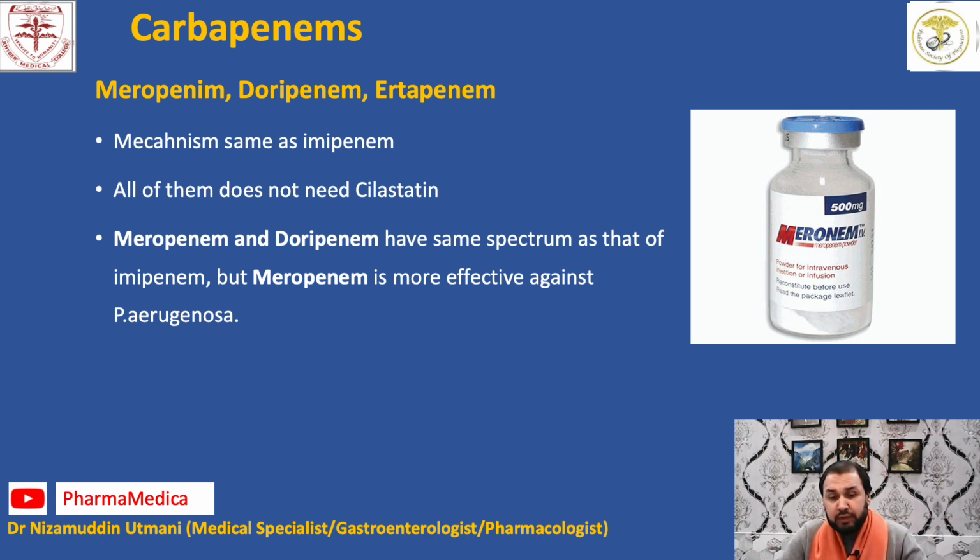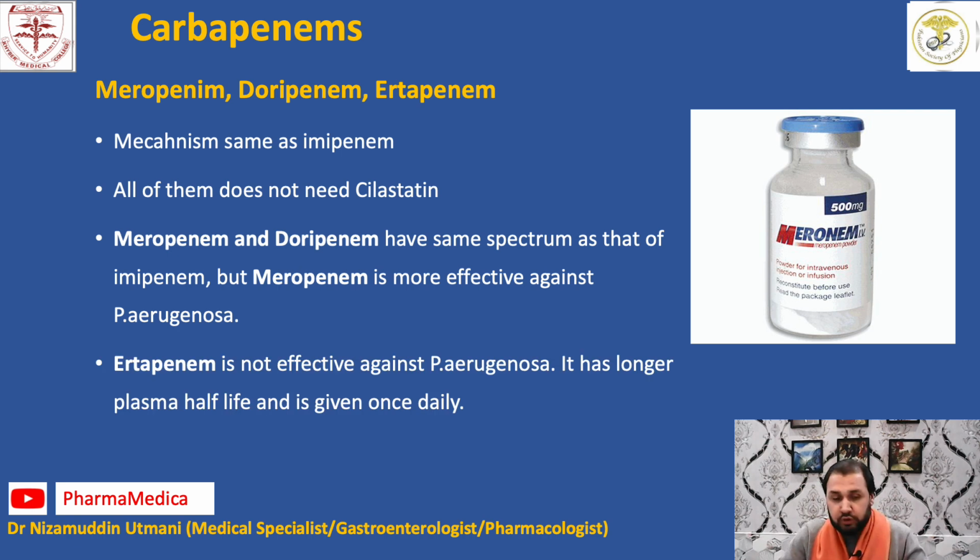Meropenem and Doripenem have the same spectrum of activity as Imipenem, but Meropenem is more active against Pseudomonas. So this is another MCQ in this discussion: which one of the following carbapenems is more active against Pseudomonas? That is Meropenem. Meropenem is more active. Ertapenem is not effective against Pseudomonas.